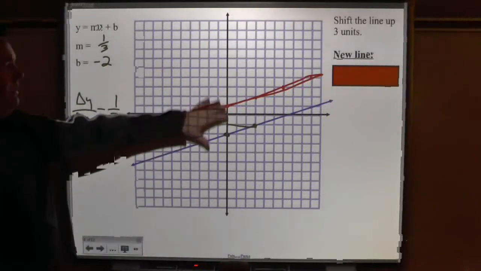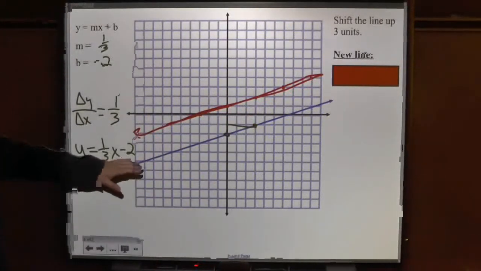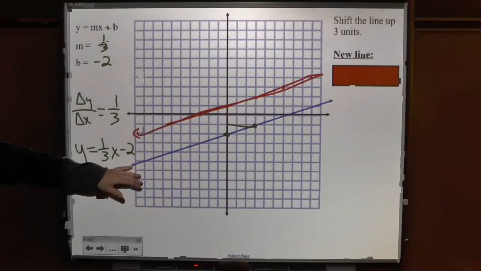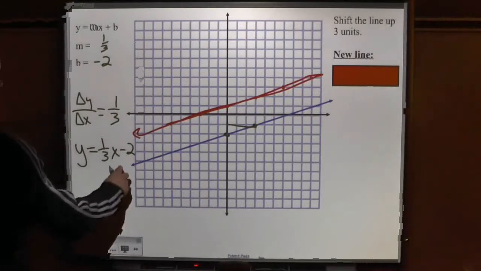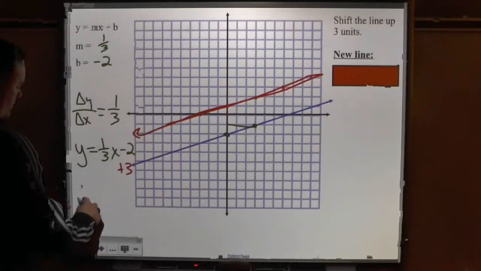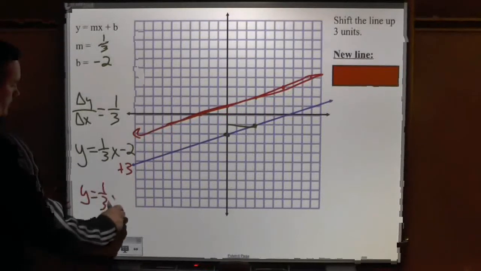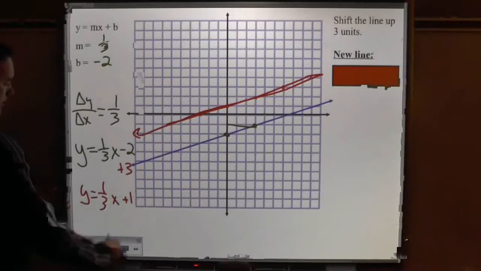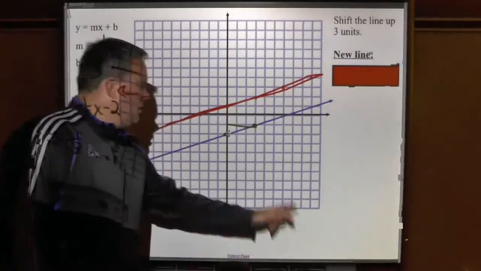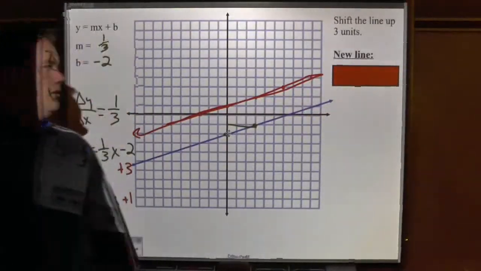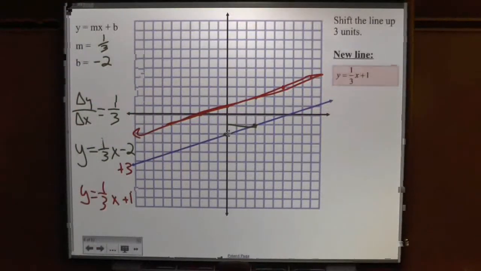Now, you can find that on here, or as we talked about before, it only affects the y-intercept. So if it shifts up, what we're going to do is add to the y-intercept. So we're going to add 3 units to the y-intercept. Well, -2 plus 3 is a +1. So your y-intercept at (0, 1), up 1 to the right 3. There's your new line. y equals 1/3 x plus 1.